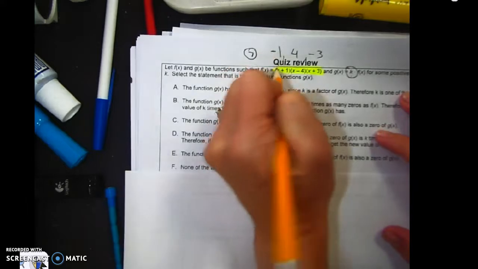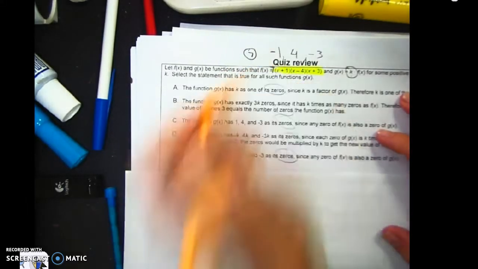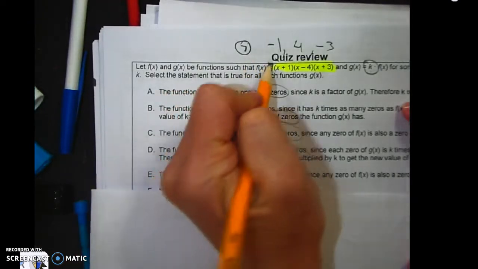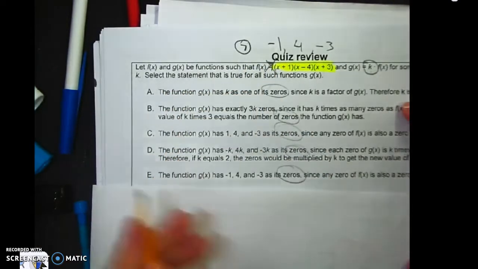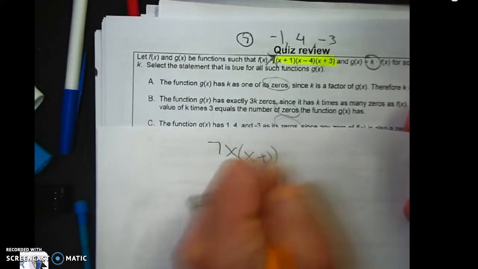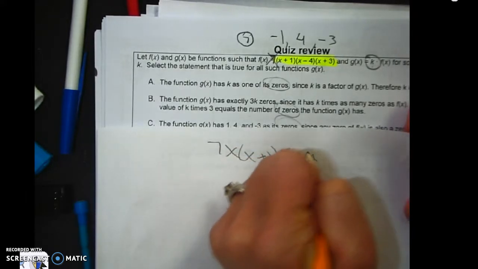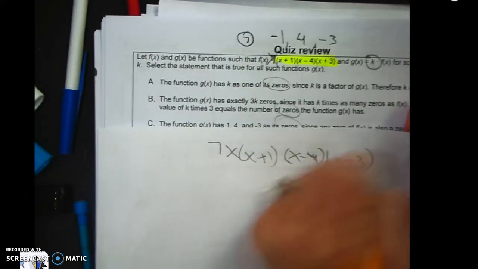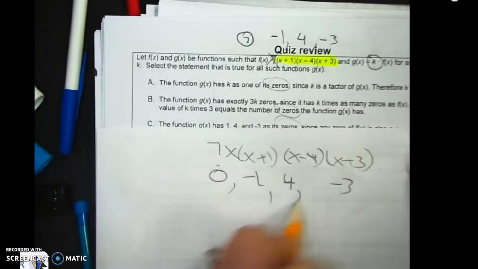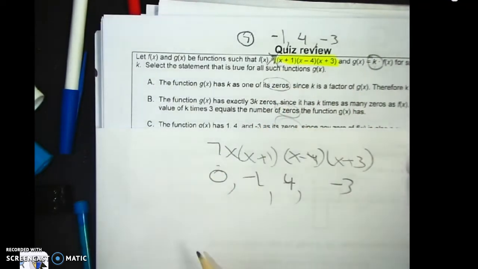Now let's pretend I had a 7 here. If I had a 7 there, would it affect the number of zeros I had? No, it wouldn't. And that's because you're trying to find x, and this 7 doesn't help you find x. Now, if it said 7x, x plus 1, x minus 4, x plus 3, you wouldn't actually just have 3 zeros. You would have a 4th zero. But they're saying that you only have 3 zeros.